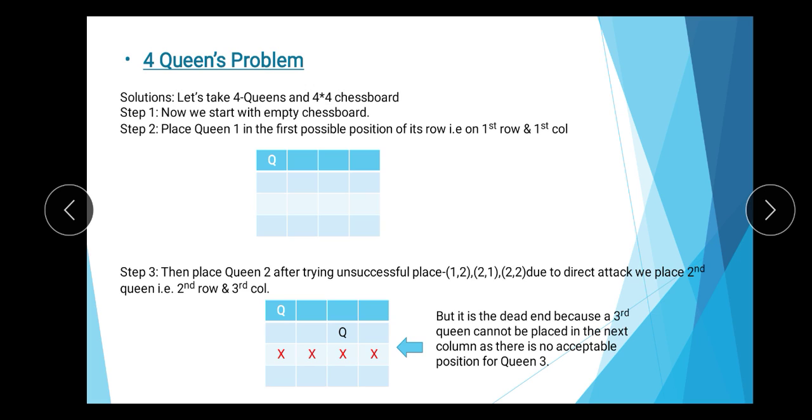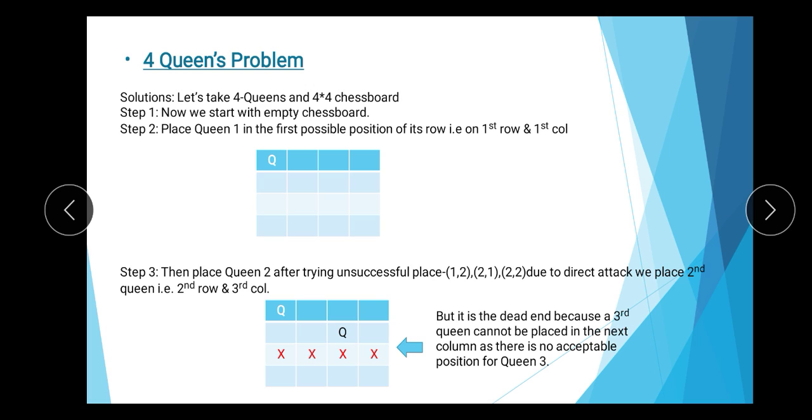We cannot place the second queen in the second row first column because this is again the same column of the first queen, so there is a direct attack. We cannot place the second queen in the second row second column because this is a diagonal position with the first queen, so there is a direct attack by the first queen.